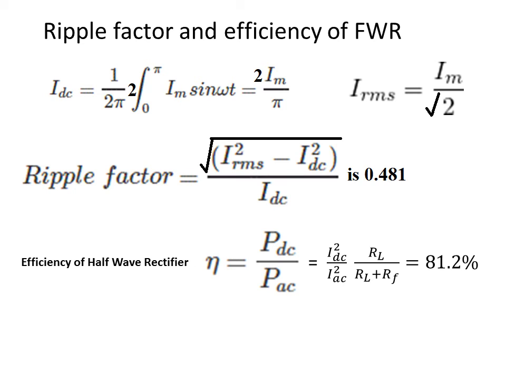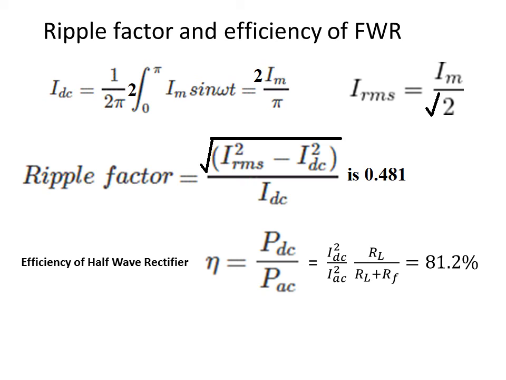So the equations are as before. For ripple factor, you have to make use of the equation root of IRMS square minus IDC square divided by IDC. And for efficiency, it is PDC by PAC, which is the output power divided by input power. But here we will evaluate IDC as I told you just now. It is 2 times 1 by 2 pi into 2 times integral 0 to pi Im sin omega t, and it is just twice that we evaluated for the case of half wave rectifier. So you will get it to be 2 Im by pi.